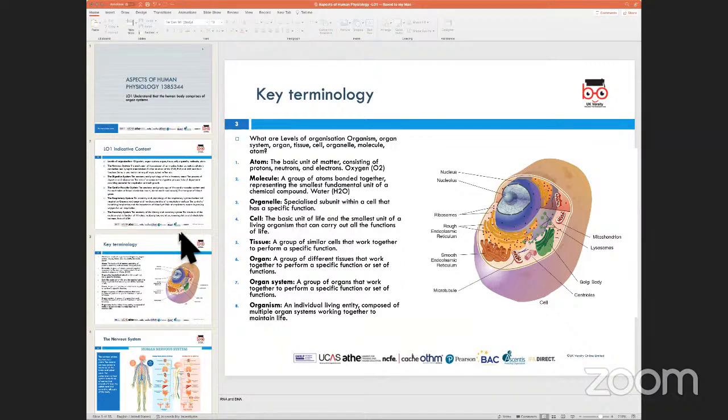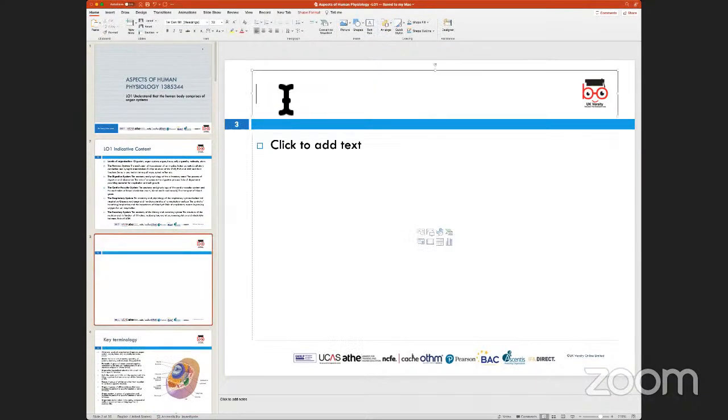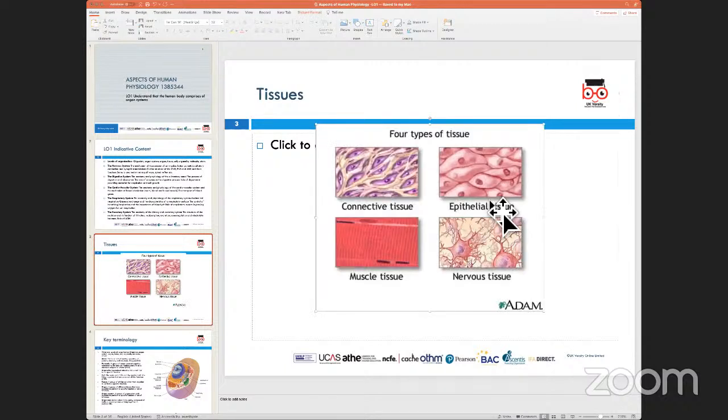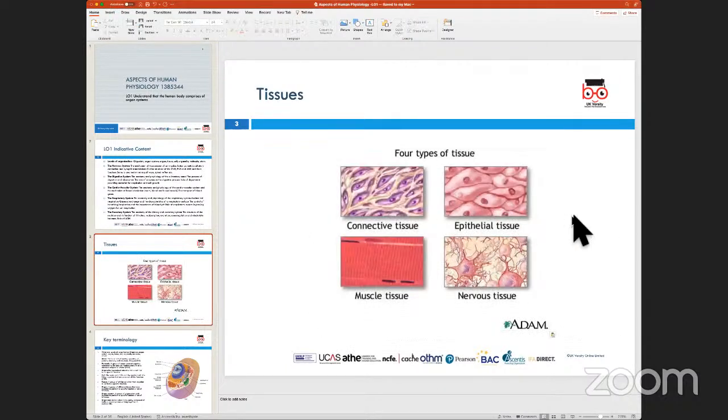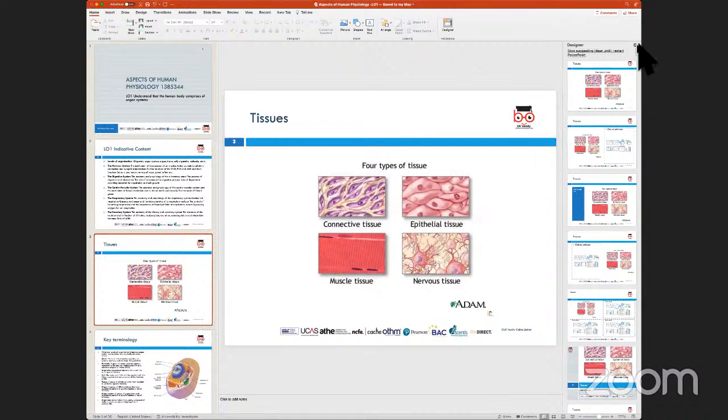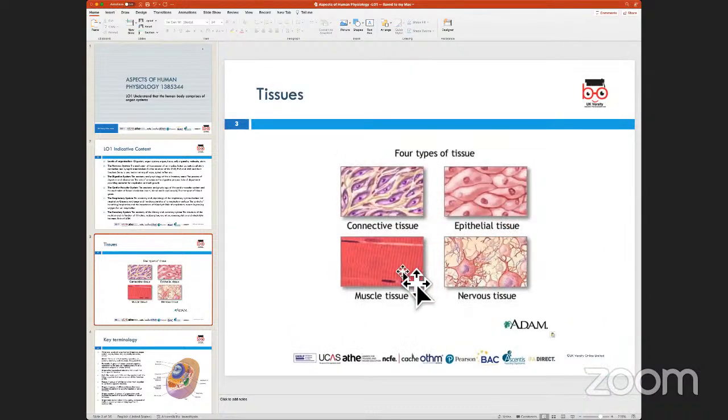So in terms of tissues, the different types I would suggest are connective tissue, epithelial tissue, muscle tissue, and nervous tissue. They are generally groups of cells which primarily perform similar functions, and these similar functions allow the organs in the body to function.